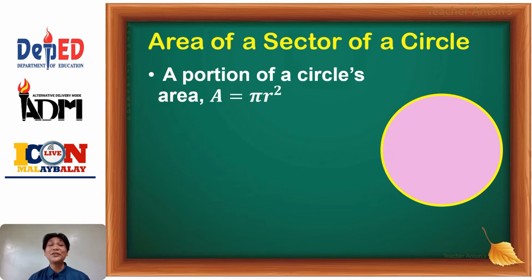A concrete example of this is the coin. Take a look at the coin, say a 1 peso coin or a 5 peso coin. The whole thing consists of an area given the radius. That is why we have here a formula: the area of the circle is equal to pi r squared. Take note, a sector of a circle is a portion of a circle's area, so we'll be using this formula, area equals pi r squared.